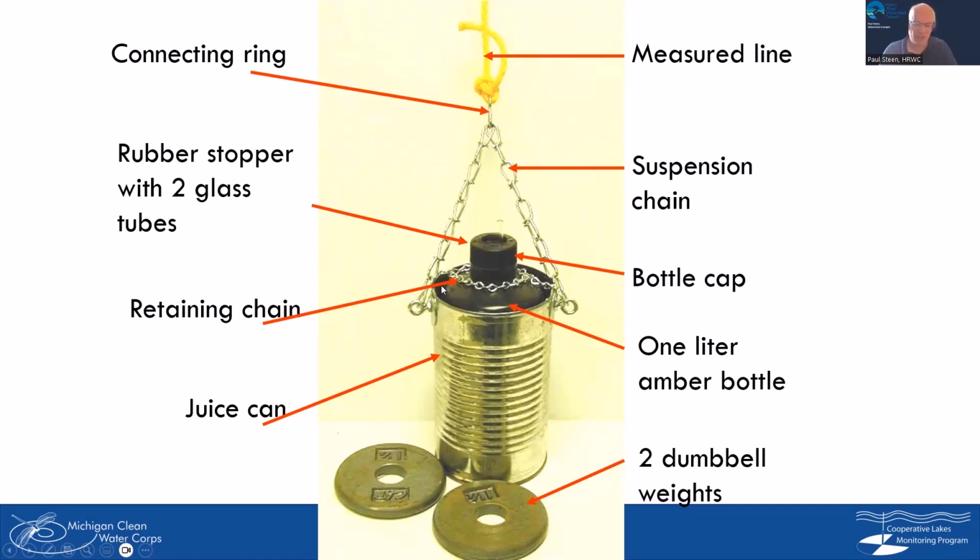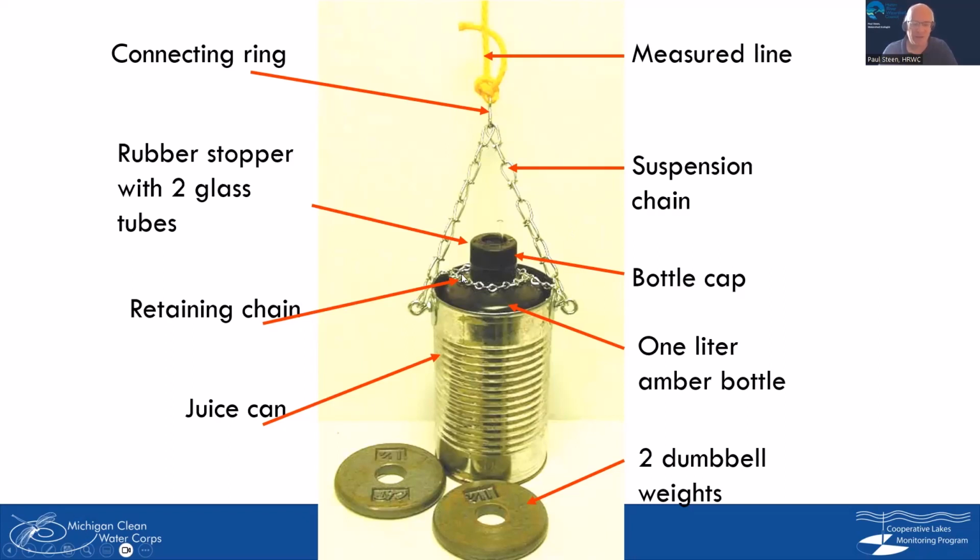The whole thing is held together by this system of chains. This retaining chain goes around the mouth, and when you want to take it apart to dry it, for example, so the whole thing doesn't rust out, it's important that you first take off the cap, take off the rubber stopper, and then you can take this retaining chain off and disassemble the whole thing.